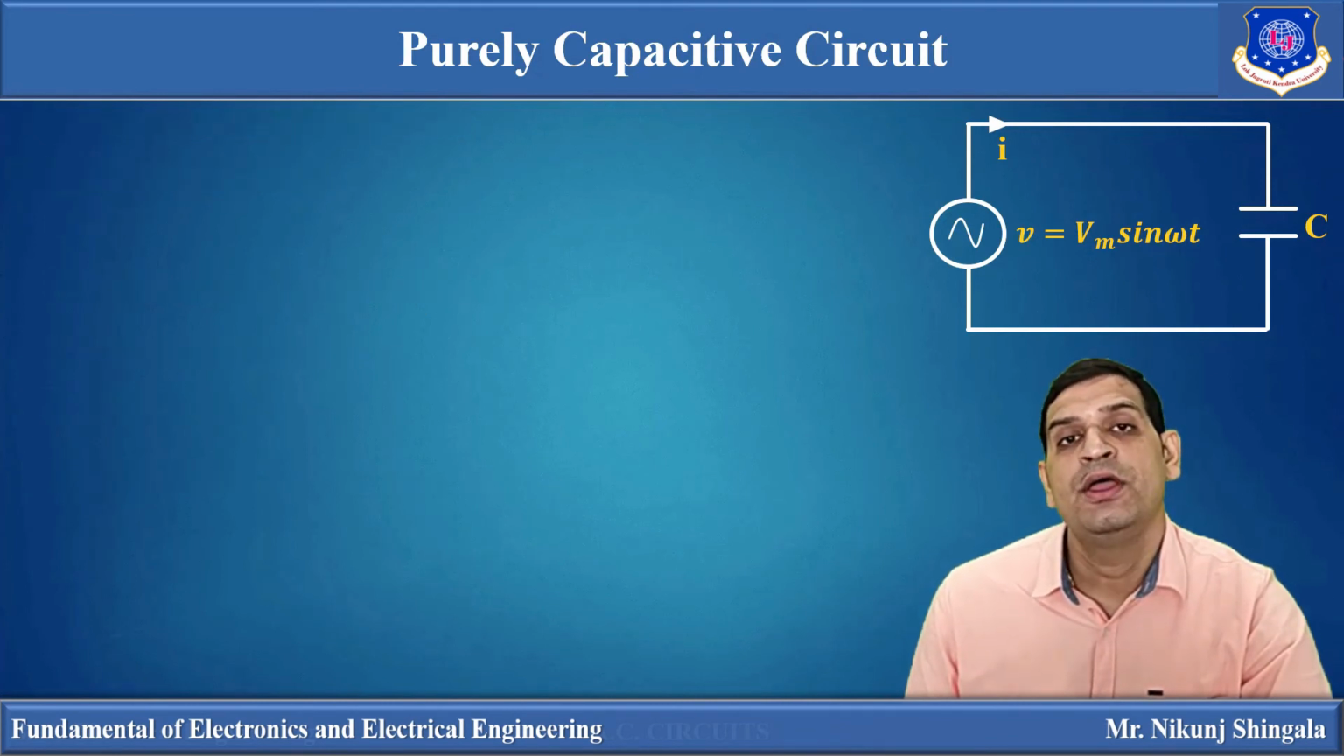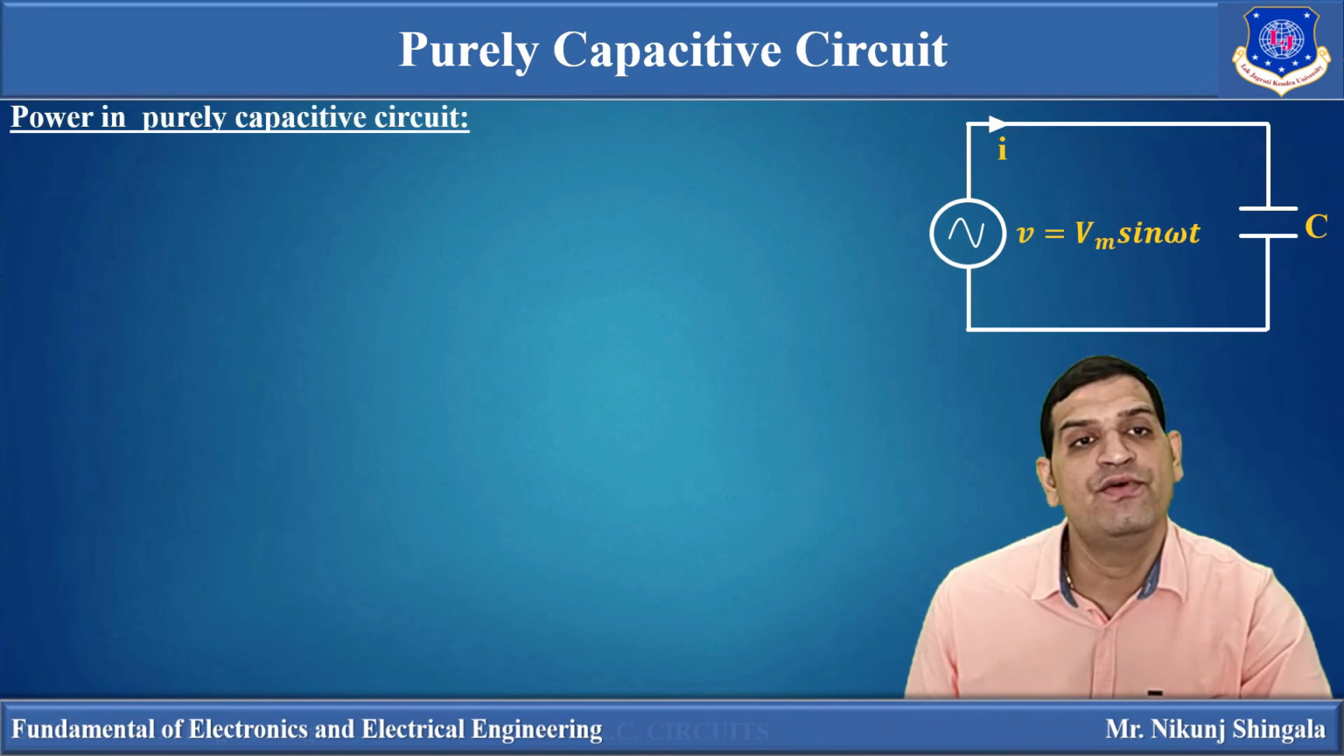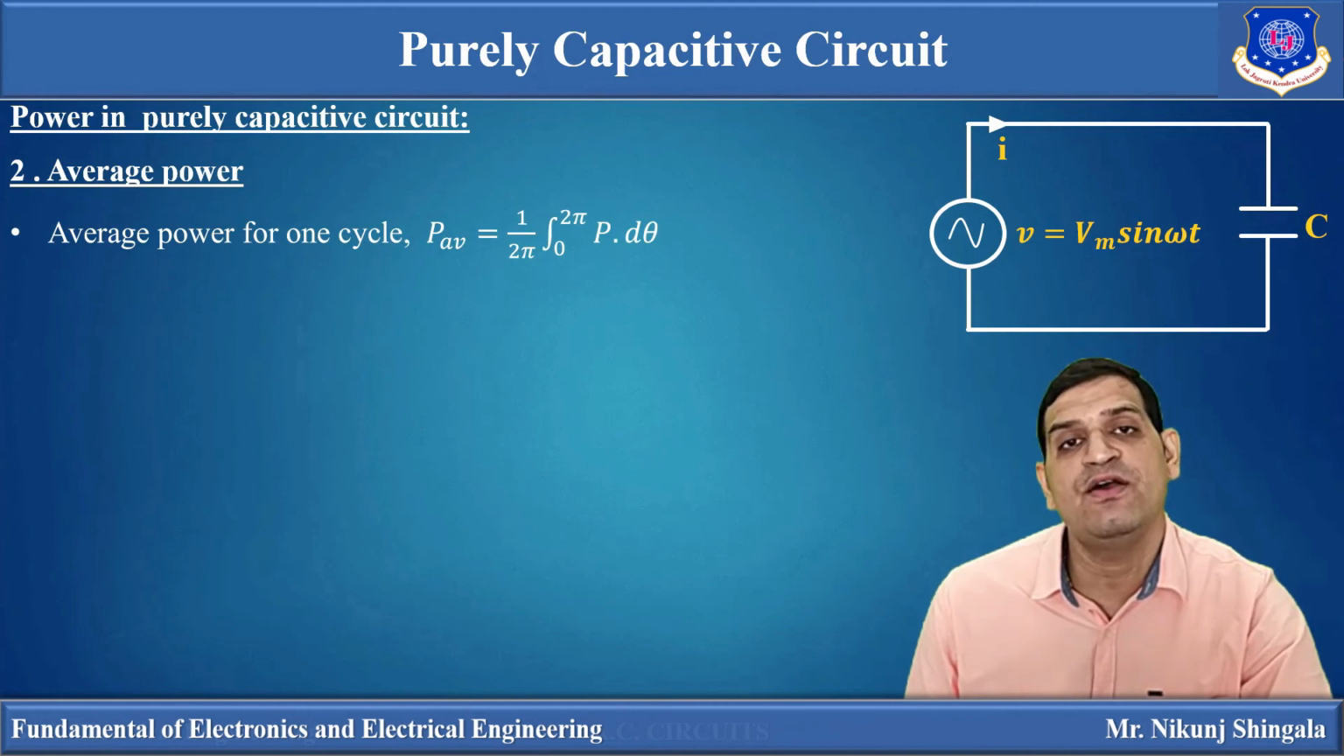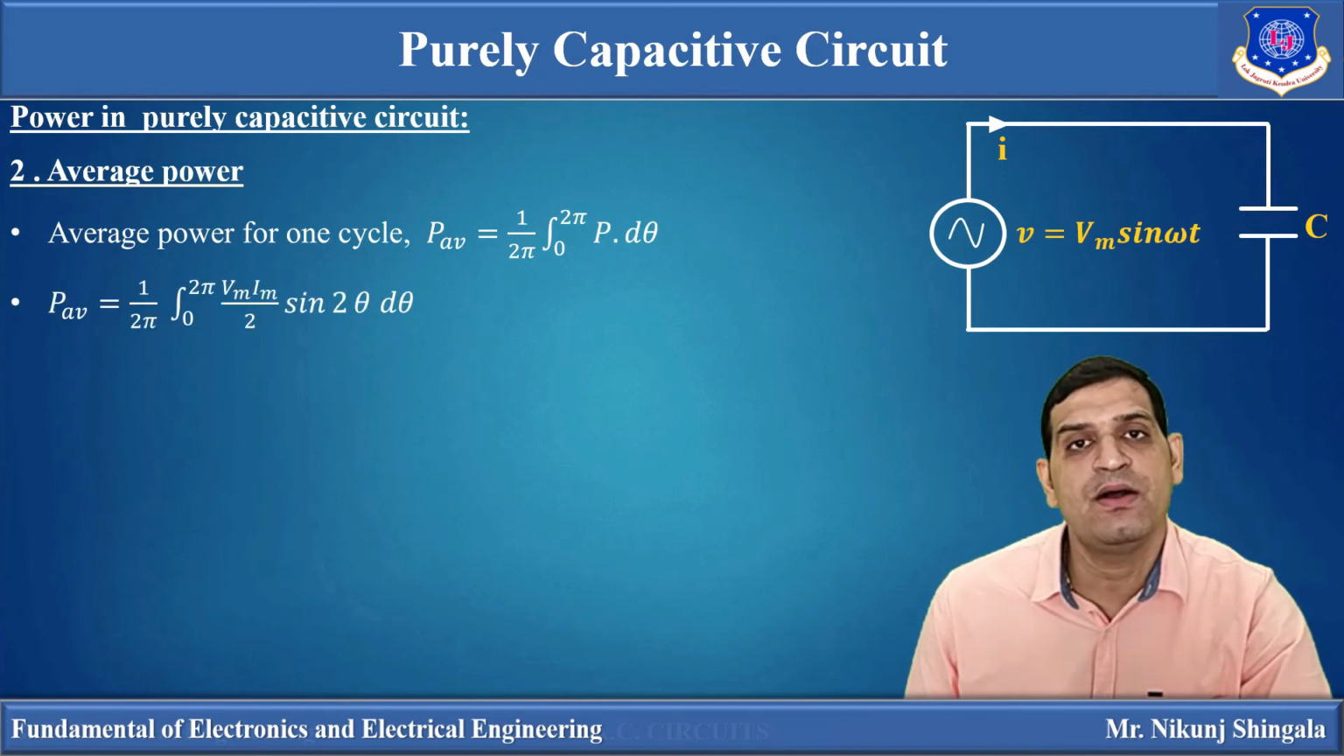Now finding the expression for average power. As usual, average power for one cycle is given by P average is equal to 1 divided by 2 pi, integration from 0 to 2 pi of P into d theta, where P is the instantaneous power. Now putting in the value of instantaneous power that we have got, P average is equal to 1 divided by 2 pi, integration from 0 to 2 pi of Vm Im divided by 2 sin 2 theta into d theta.